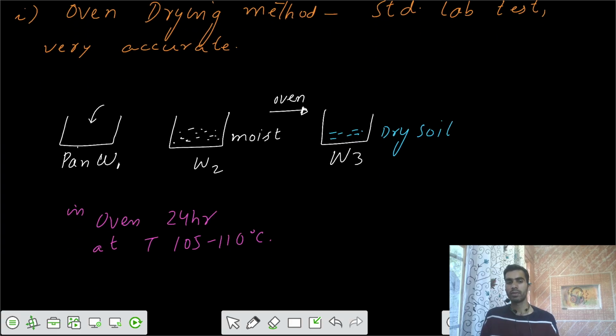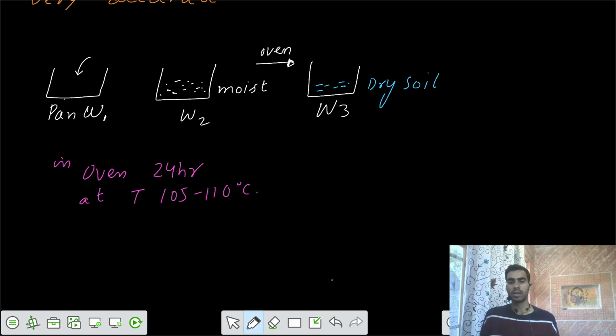We have to calculate these three weights. After that, you can calculate the water content, which is equal to weight of water by weight of solids. Now what is the weight of water from these calculations? It is W2 minus W3, because the system is the same in the second and third, except that water is lost because of the oven. So this is the weight of water lost because of the oven and 24 hours.